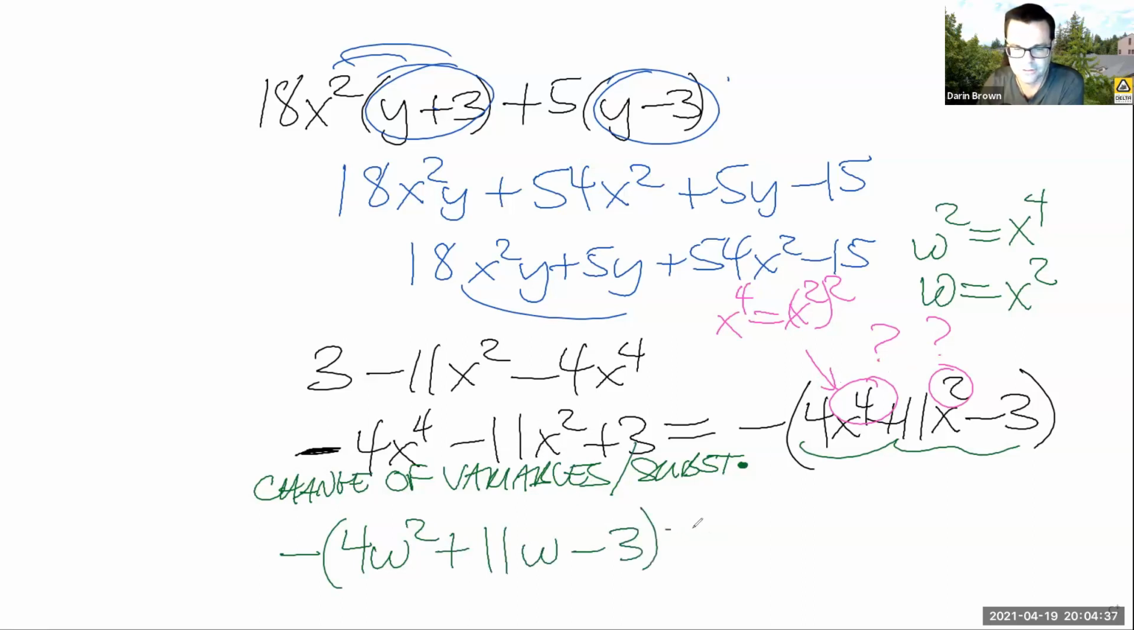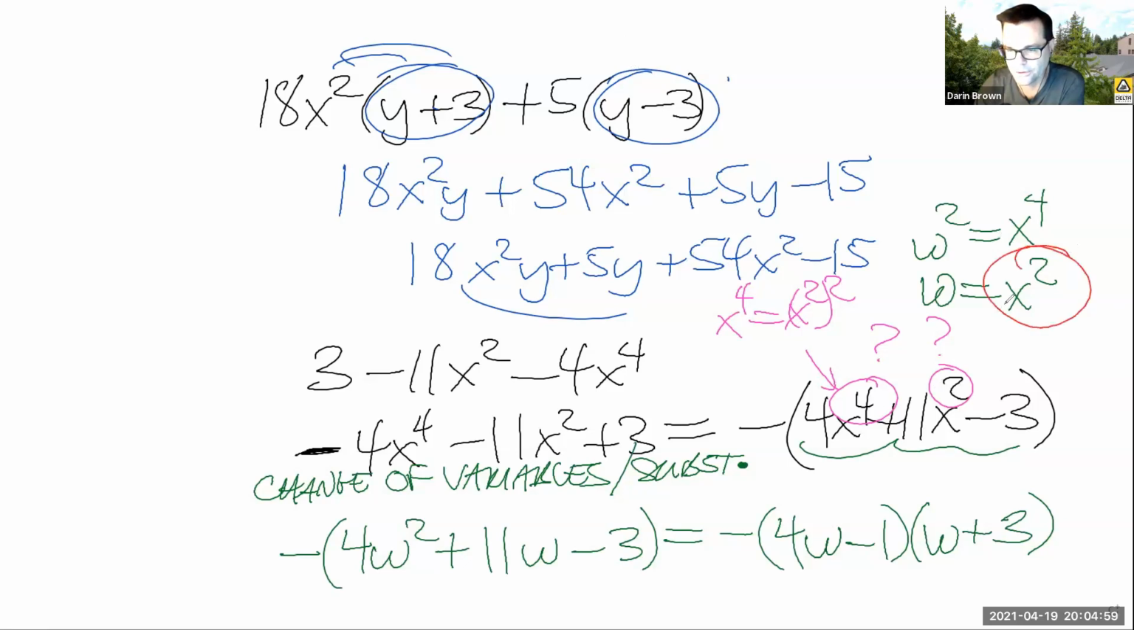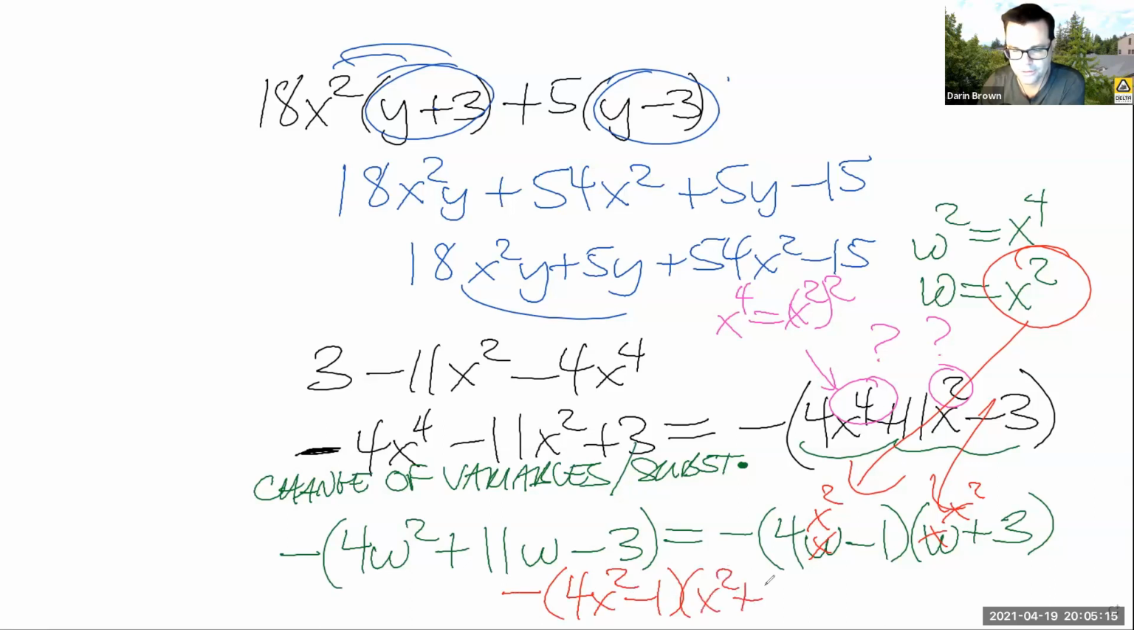Now, does this factor? Yes, it factors as 4w minus 1, w plus 3. But then I need to go in and replace the w with x squared. So this is going to be x squared, and this is going to be x squared. So in the end, I'm left with minus 4x squared minus 1, x squared plus 3.